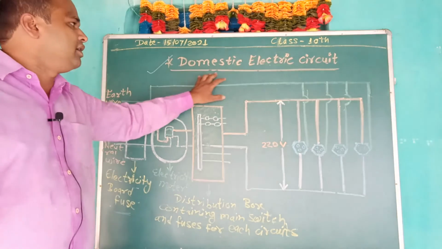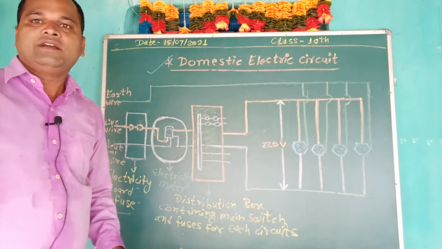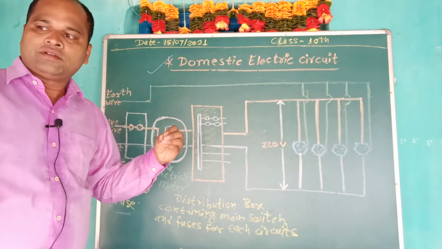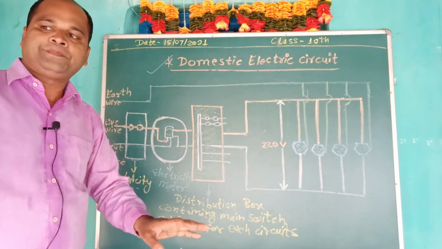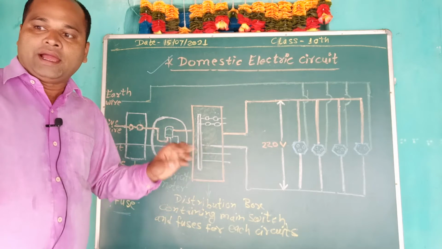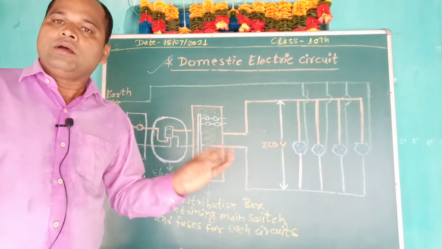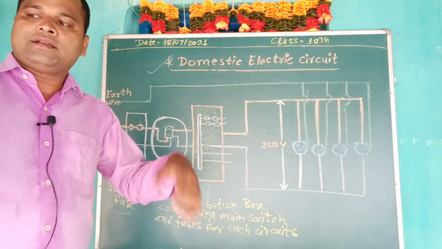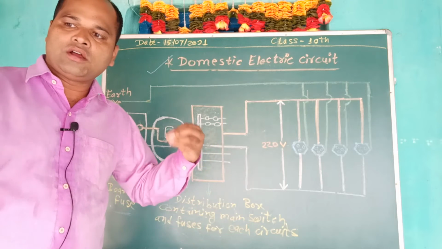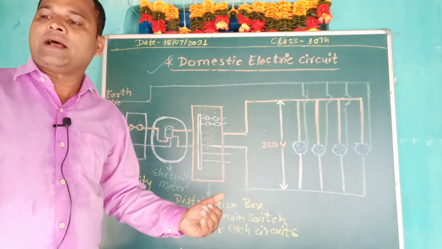Students, in the domestic electric circuit, in our houses we receive a supply of electric power through a main supply, also called mains, either supported through overhead electric poles or underground cables.